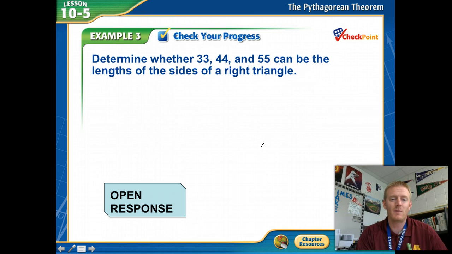It's your last item of the day, I believe. So plug them into the Pythagorean Theorem, see if it works out.